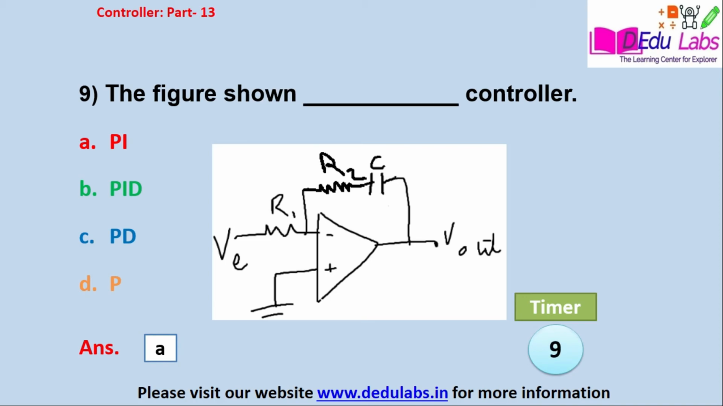As shown in the figure, we apply the VE signal to the inverting terminal through the resistor R1. In the feedback path, R2 and a capacitor are connected in series. So when you solve this equation, you receive V output in terms of a proportional and an integral term. And the positive terminal is connected to the ground. So this figure represents the proportional integral controller output.